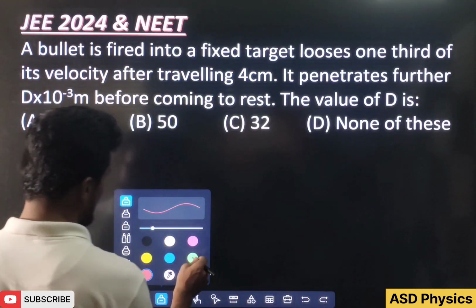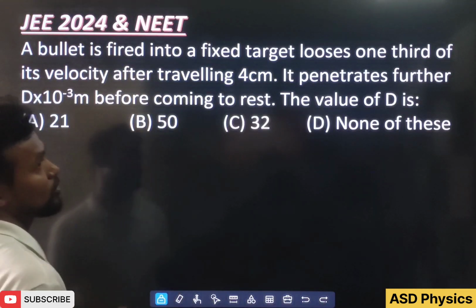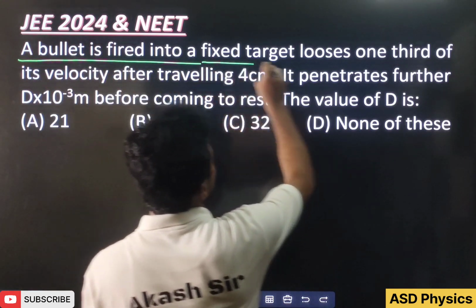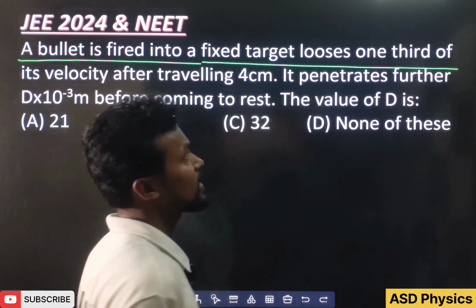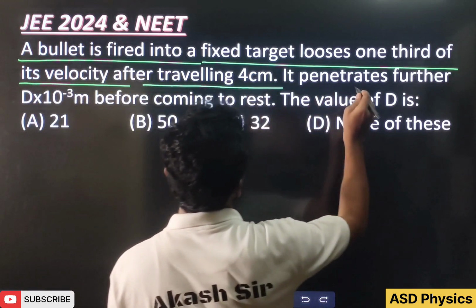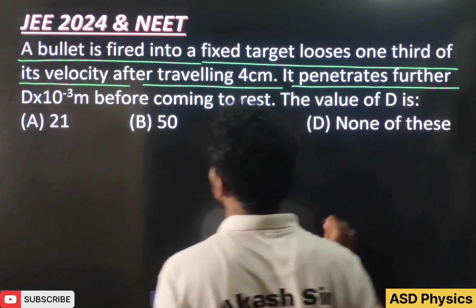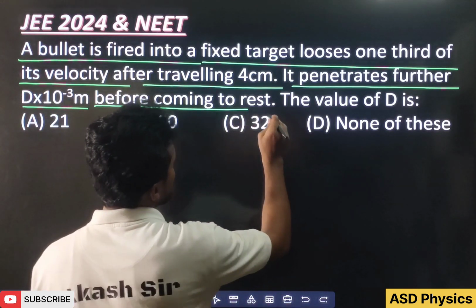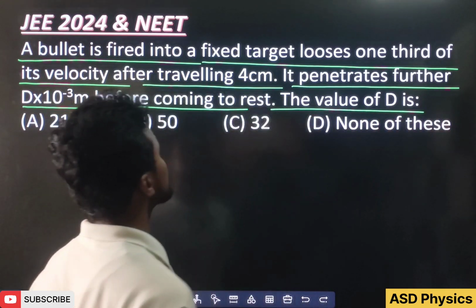Next one, let's see. The next question came in JEE 2024. A bullet is fired into a fixed target, loses 1/3 of its velocity after traveling 4 centimeters. It penetrates further D into 10 to the power minus 3 meters before coming to rest. The value of D is how much?